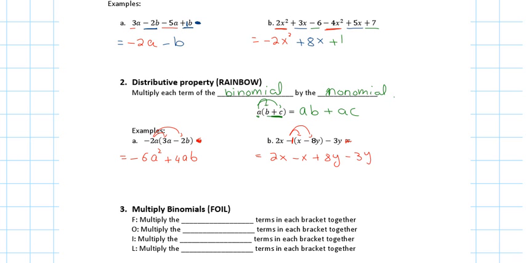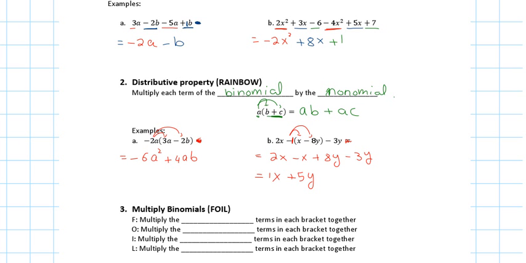Okay? Now it's free. Now all the terms are free. You can collect them. Okay? So my like terms are the 2x minus the x. So that gives me x. And then you have 8y minus 3y. Positive 5y. Now, does it matter if I write x or 1x? It doesn't, right? It's the same thing.